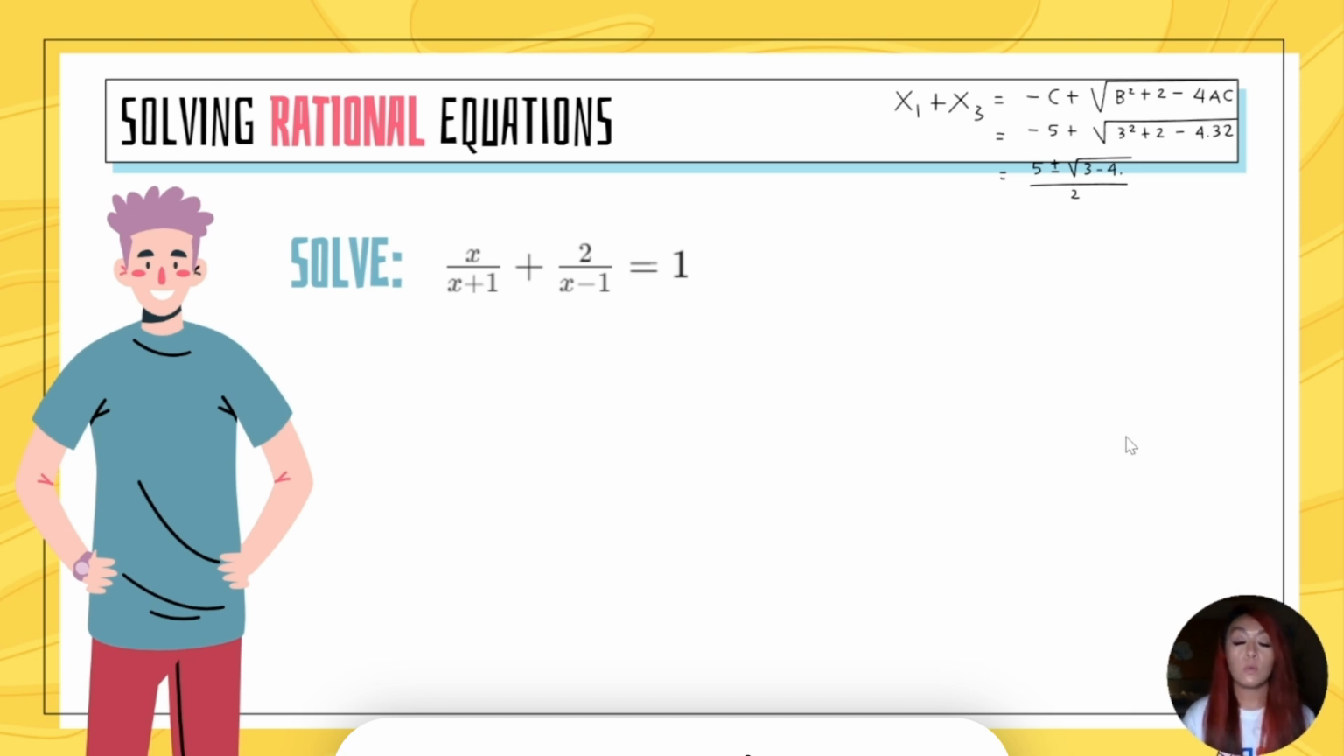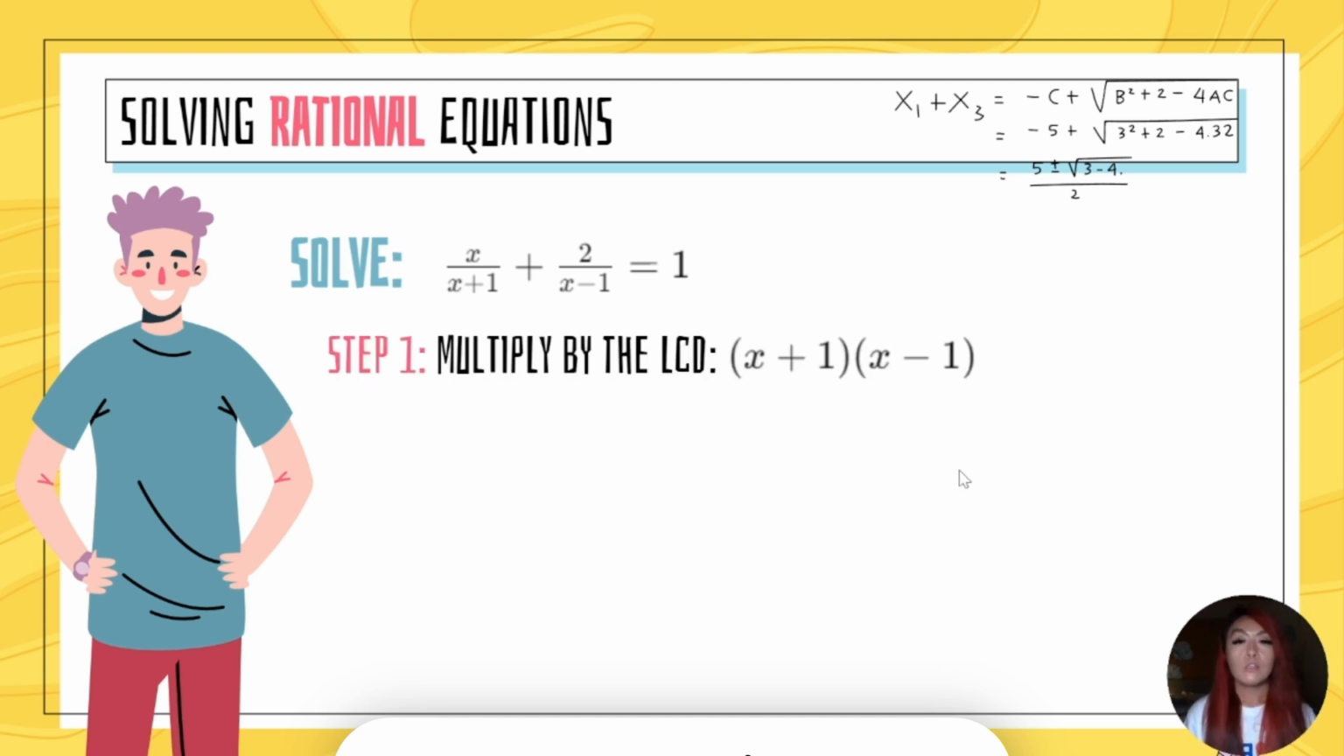So let's solve this one together. x over x plus 1 plus 2 over x minus 1 equals 1. So we need to multiply by the LCD, the least common denominator. And the LCD is just, we're going to take the two denominators and multiply them together. So I'm just taking the denominator of both terms on the left side of the equal sign, x plus 1 and x minus 1, and multiplying them together.